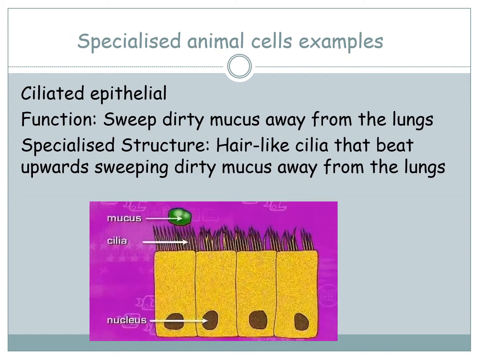You also need to know about ciliated epithelial cells, which are animal cells that line your windpipe. Their function is to sweep dirty mucus away from the lungs, and they have a specialized structure that's kind of like a broom. They've got hair-like cilia that beat upwards that sweeps the dirty mucus away from the lungs.